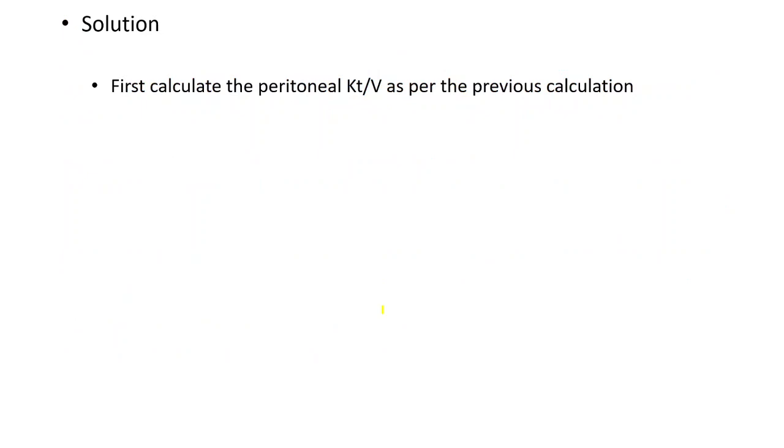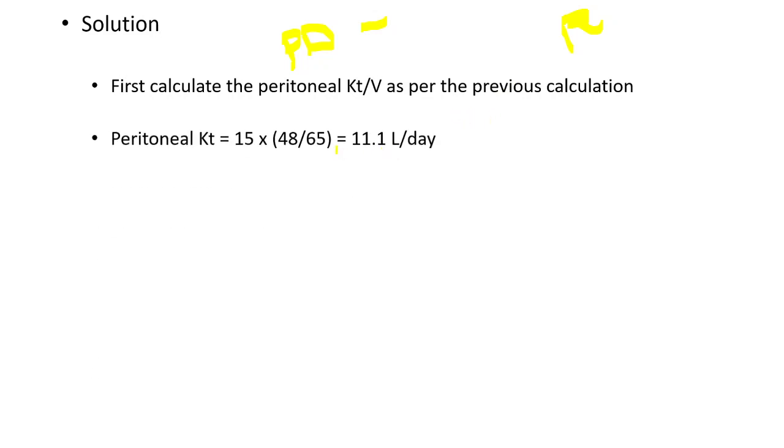So now we will go to calculating the total Kt/V. First we have to calculate peritoneal dialysis Kt/V separately, and renal, residual renal function Kt/V separately. For peritoneal, what is the formula? U times V by P. So 24-hour drain volume, which is 15 liter, times U by P, dialysate urea concentration by serum concentration. This is for a particular day. So 15 into 48 by 65, you put it in a calculator, you will get 11.1 liter per day. So we got the Kt.